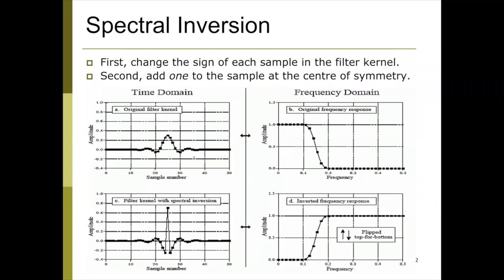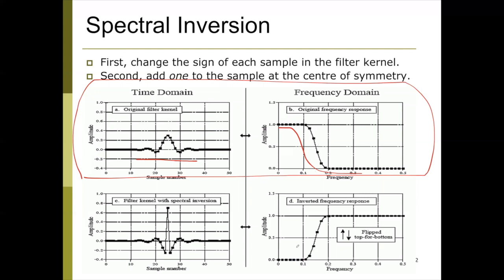So again, those are some discoveries of some DSP scientists. For example, we have a typical original low pass filter. The upper part of this diagram shows a typical low pass filter kernel and the filter response. We can convert this low pass filter to a high pass filter by flipping top for bottom. So flip up and down, and we can create a high pass filter.